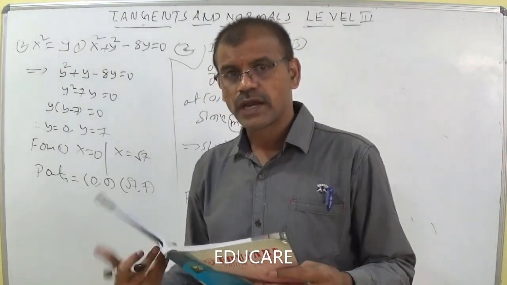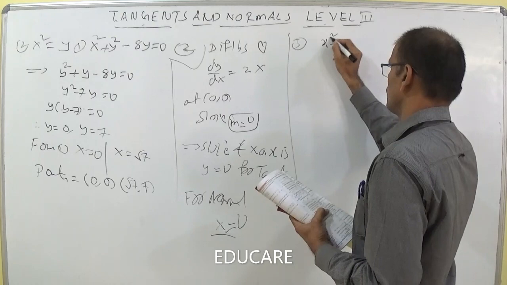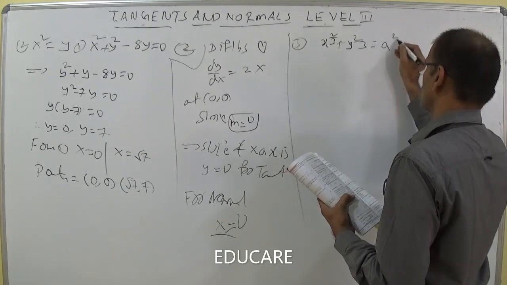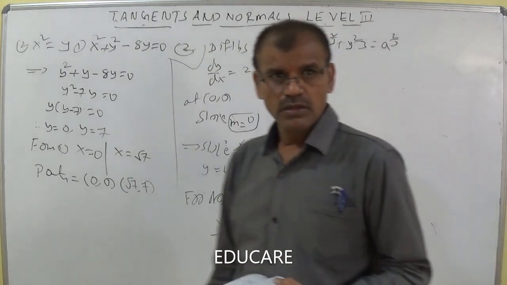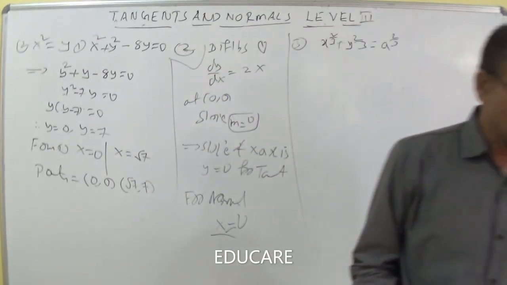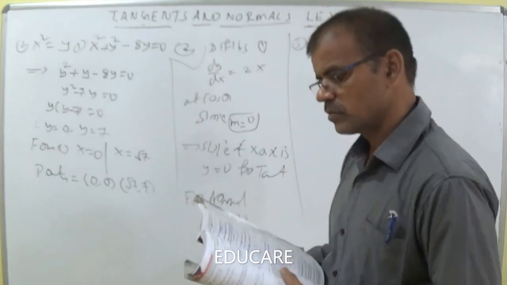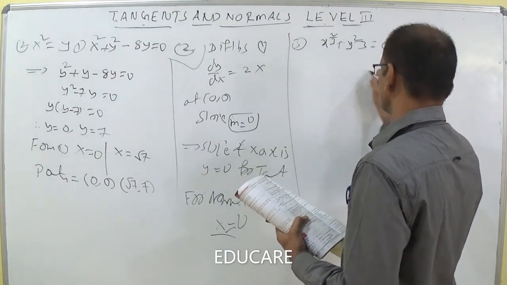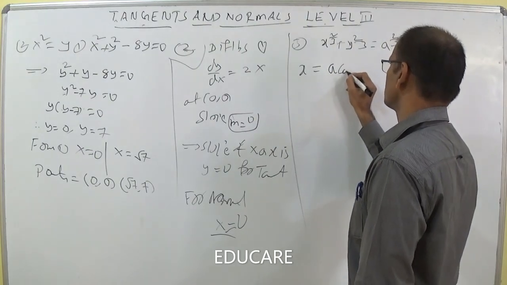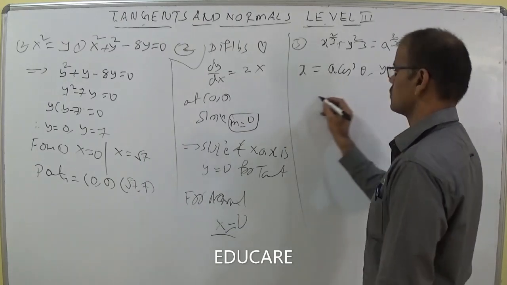If the normal at the point p theta of the curve, this is an asteroid, the curve is called an asteroid, x power 2 by 3 plus y power 2 by 3 equal to a power 2 by 3, passes through the origin. So let us consider parametric points as x equal to a cos cube theta and y equal to a sin cube theta.